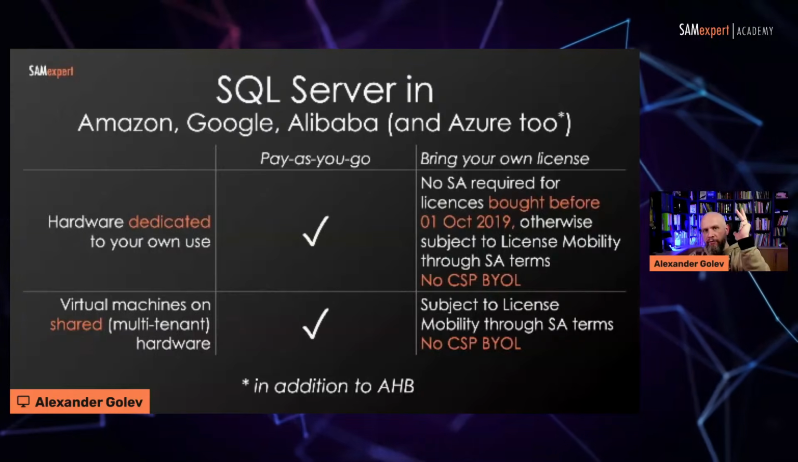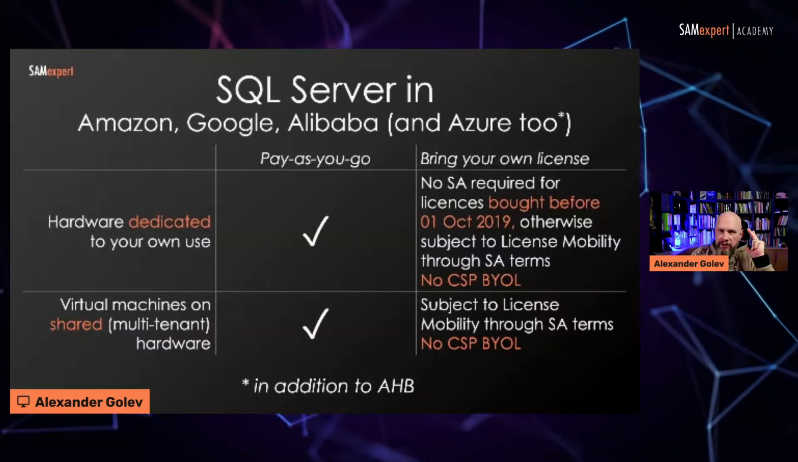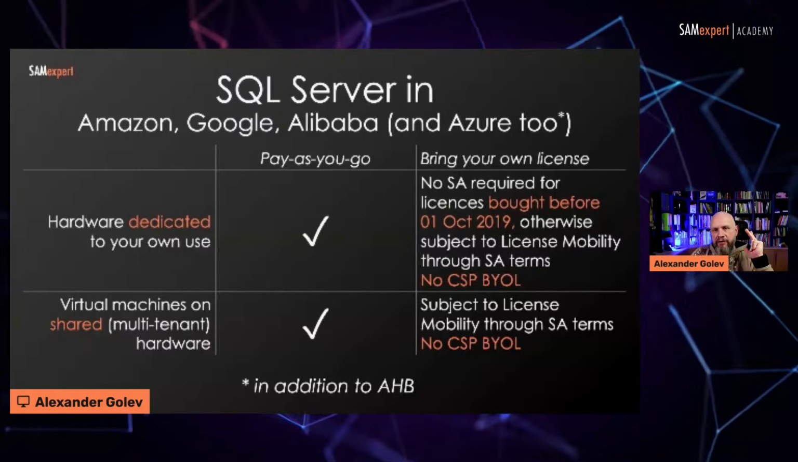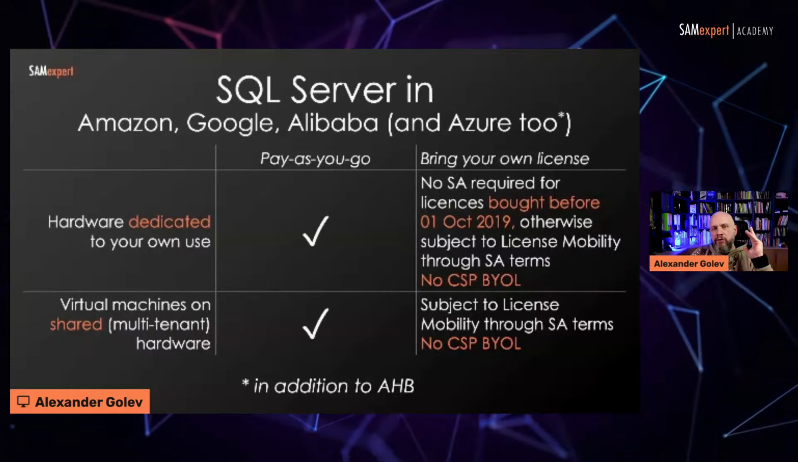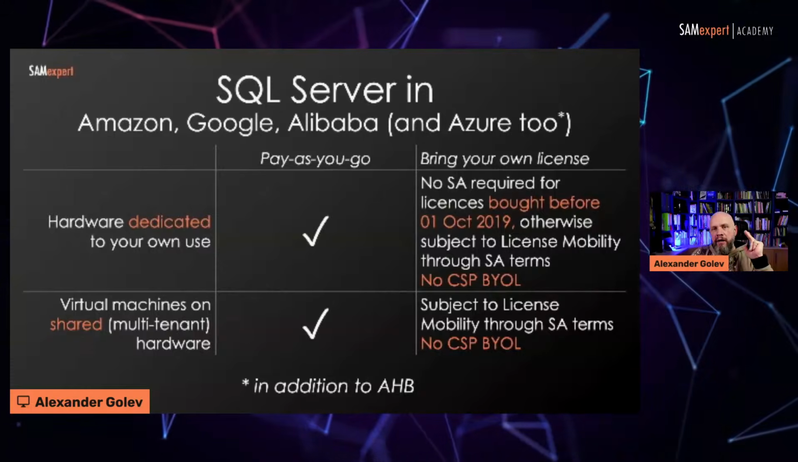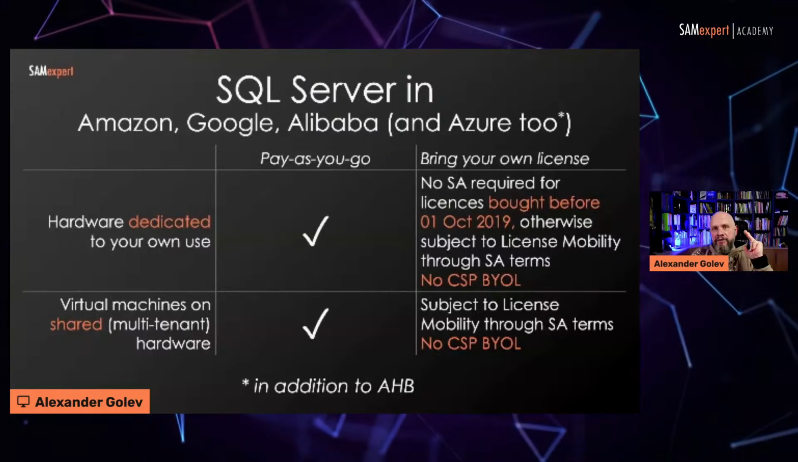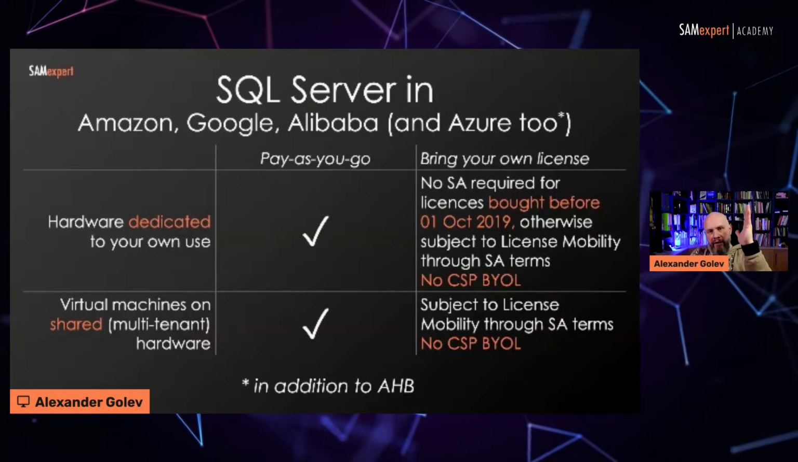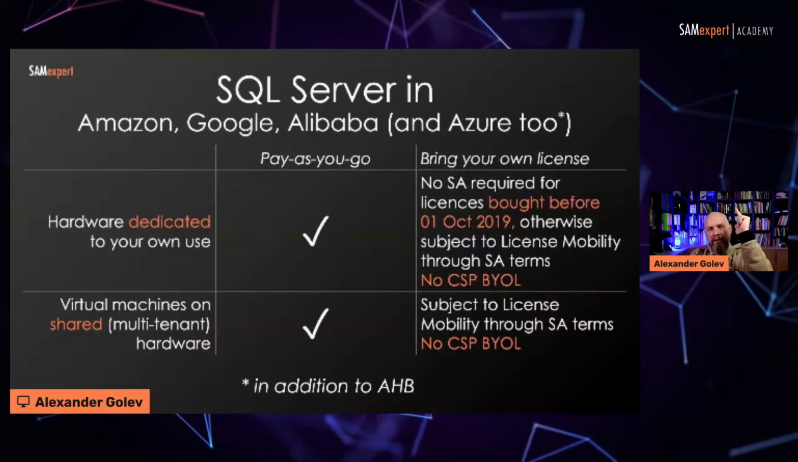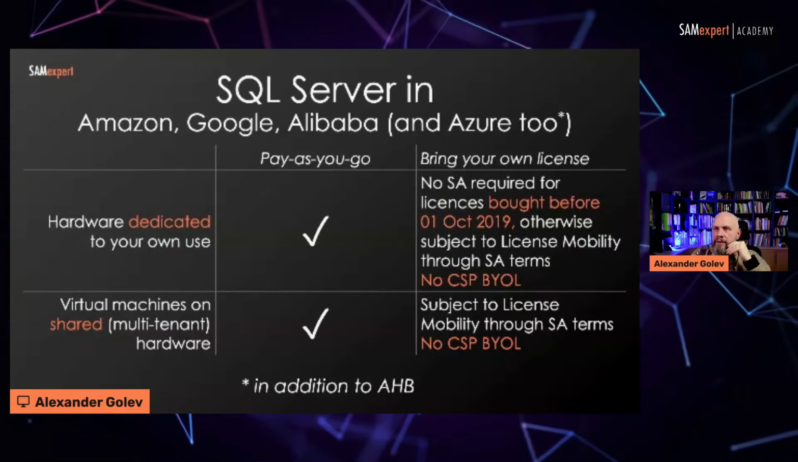That's the first thing. And then you may not take CSP subscription licenses to any of the listed providers. So only licenses with software assurance may be taken to listed providers. Again, Amazon, Google, Alibaba, and Azure with caveats.